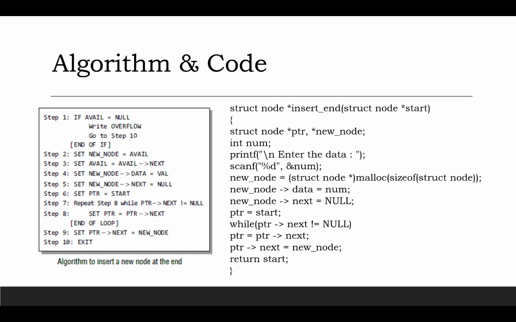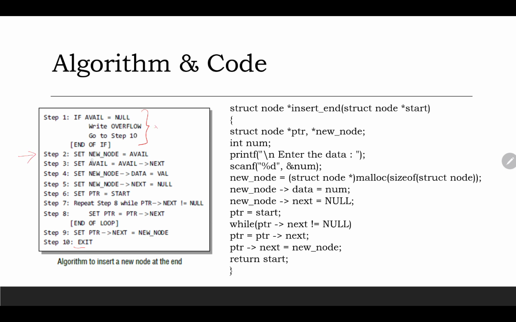Then we will see the algorithm for this. So this is the code which we saw in the previous slide, and this is the algorithm. So here first we are checking, as I already told, we have to check the overflow condition. So we are checking avail is equal to null. If this condition is true, it will write overflow and it will go to step 10 and exit. And if this condition is false, it will go to step 2.